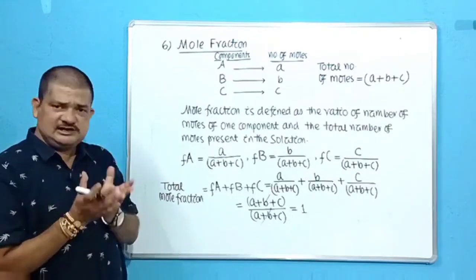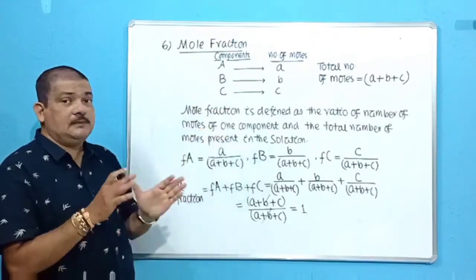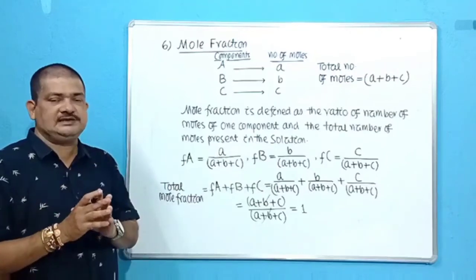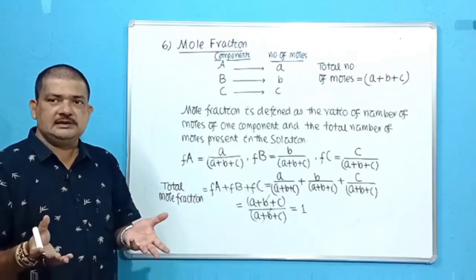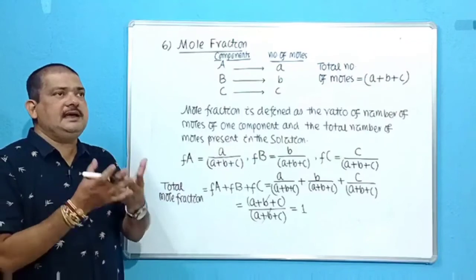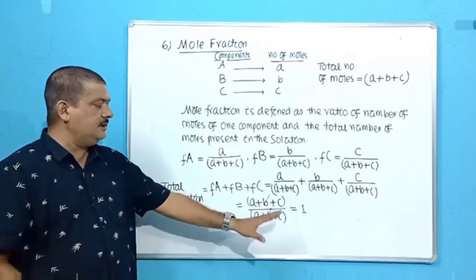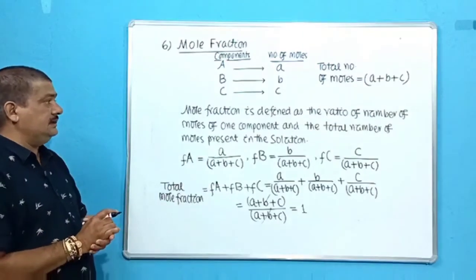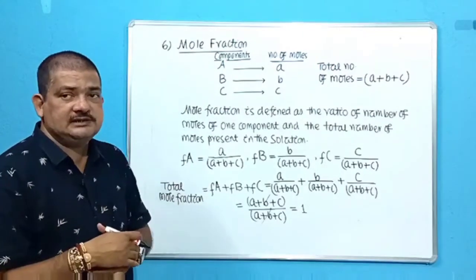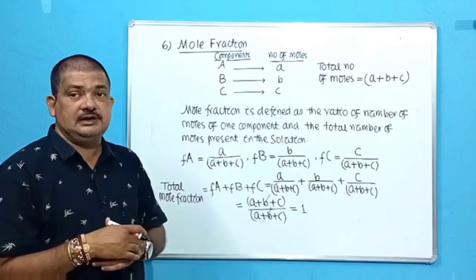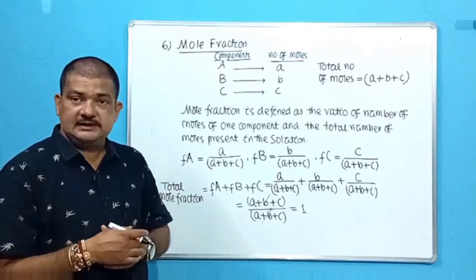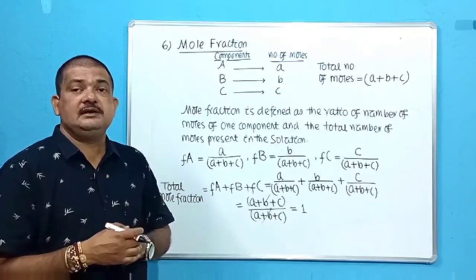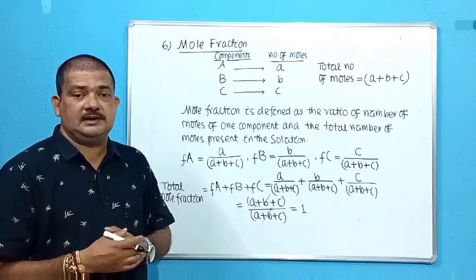The sum of all mole fractions has to be 1 because it is the ratio of the number of moles of each component present to the total number of moles of the solution. So when we sum them up, it has to be 1. Okay. So a binary solution contains two components. What are they? Now solute and solvent. So let us see how to calculate the mole fraction of solute and solvent.